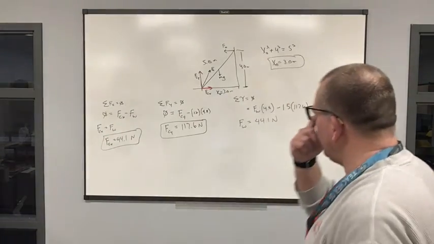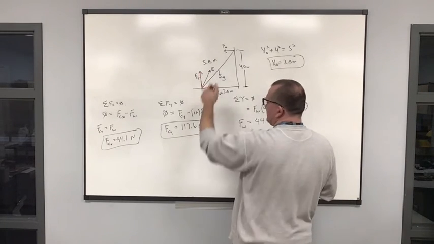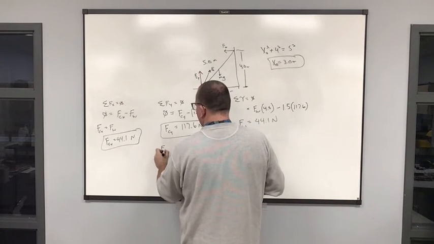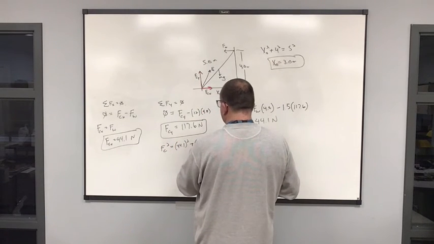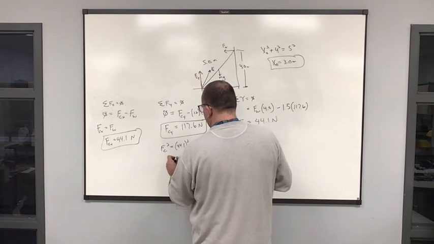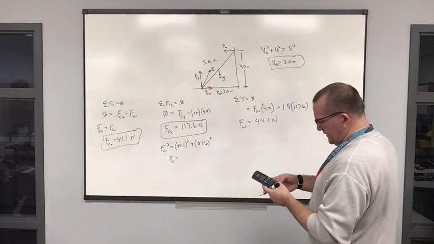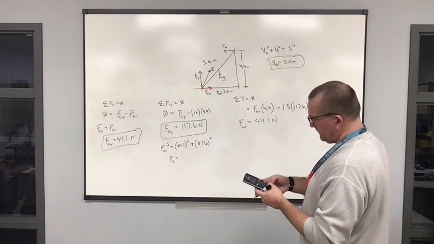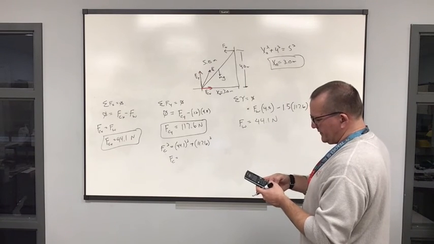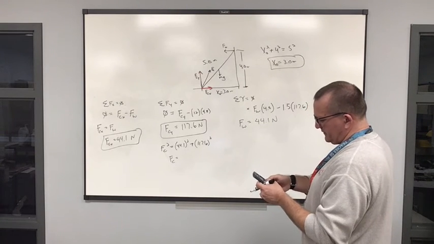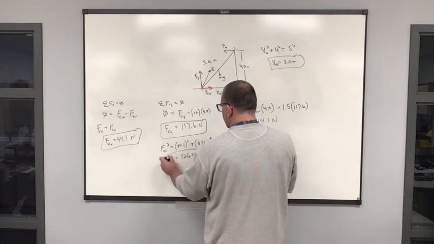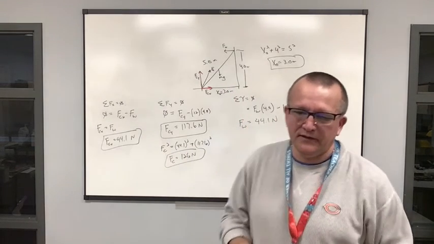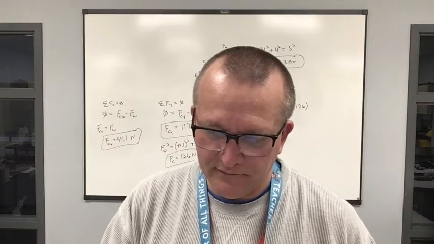And then once I know my X and my Y, I can find this force of concrete. So force of concrete squared is going to be equal to 44.1 squared plus 117.6 squared. Take the square root of my answer. I get 126 newtons. So the force on the concrete should be 126 newtons.